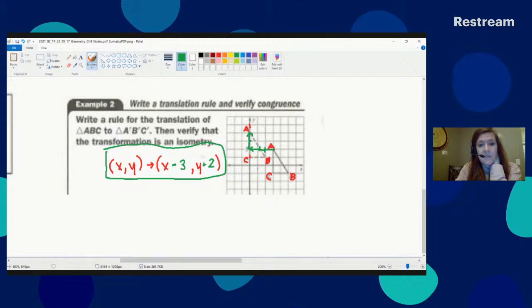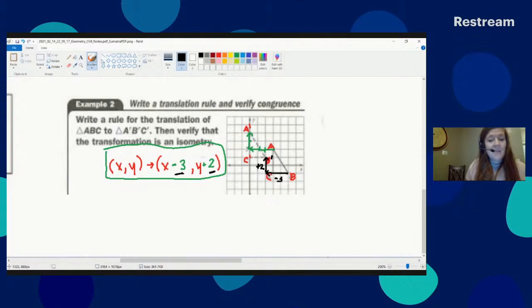Now, notice here it says, then verify the transformation as isometry. Are the two shapes congruent to each other? Yes. And you can also verify by checking one of your other points. So let's go from B to B prime here. To go from B to B prime, I need to go -3, +2. So that's where you get your -3, +2. So that's, again, how we can write a translation rule.